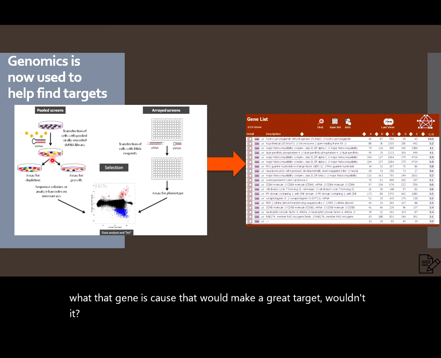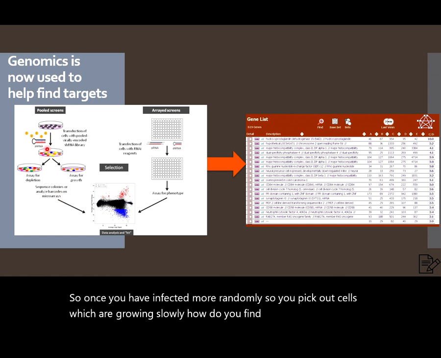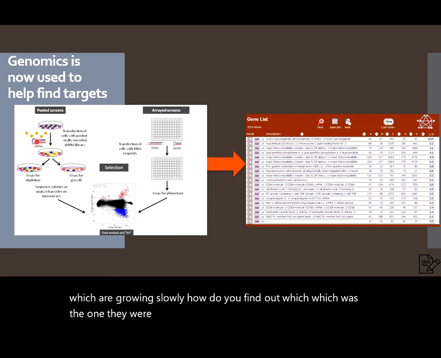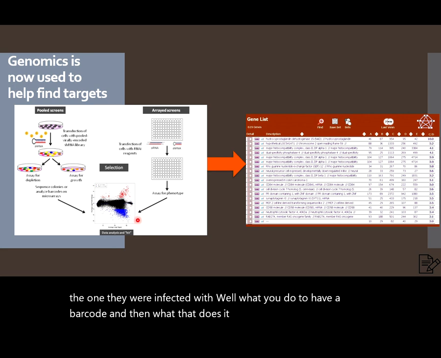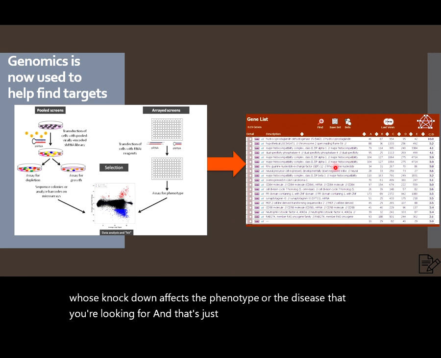So once you've infected them all randomly, so you pick out cells which are growing slowly, how do you find out which was the one they were infected with? Well, what you do is you have a barcode. And then what that does, it gives you a whole list of genes whose knockdown affects the phenotype or the disease that you're looking for. And that's just a way of giving you a whole bunch of new targets.